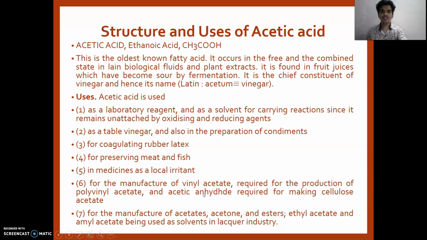So this is the last part of the unit 5 chapter on carboxylic acids: nothing but the structure and the uses of some of the compounds. From that, first is acetic acid. Acetic acid is called ethanoic acid. Formula is CH3COOH. Its simple structure.